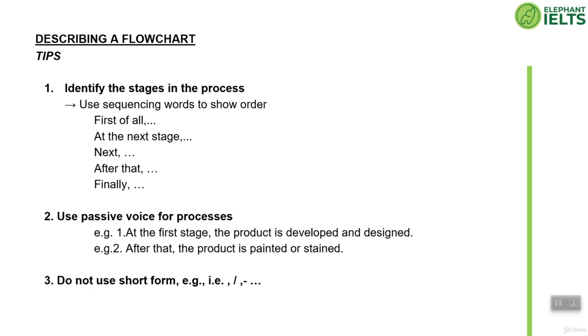Of course, you should also remember not to use short forms. This goes for any part of the IELTS writing, task 1 or task 2. Remember, IELTS is a formal academic exam, so you should use a more formal style. Not e.g., but for example, and not slashes or dashes. Instead, you could use either or.